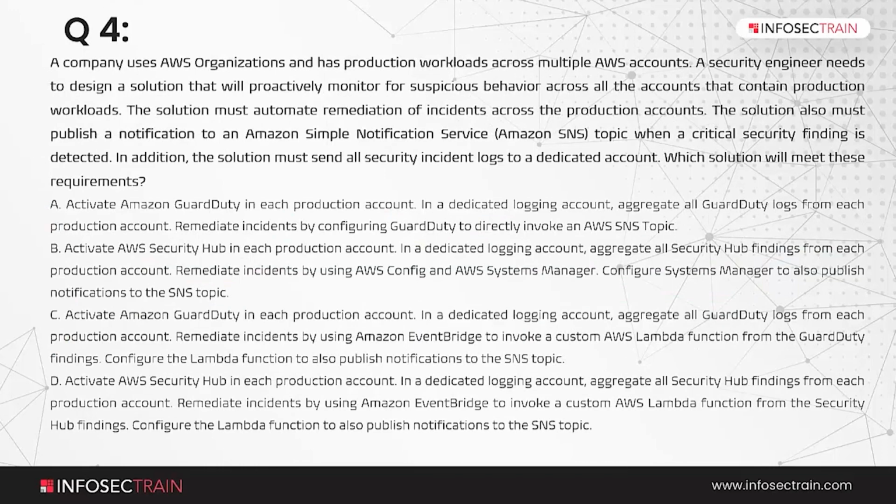Let's go for the next question, team. A company uses AWS Organizations and has production workloads across multiple AWS accounts. A security engineer needs to design a solution that will proactively monitor for suspicious behavior across all the accounts that contain production workloads. The solution must automate the remediation of incidents across the production accounts, and the solution also must publish a notification to Amazon SNS when a critical security finding is detected. In addition, the solution must send all the security incident logs to a dedicated account. Which solution will meet these requirements?